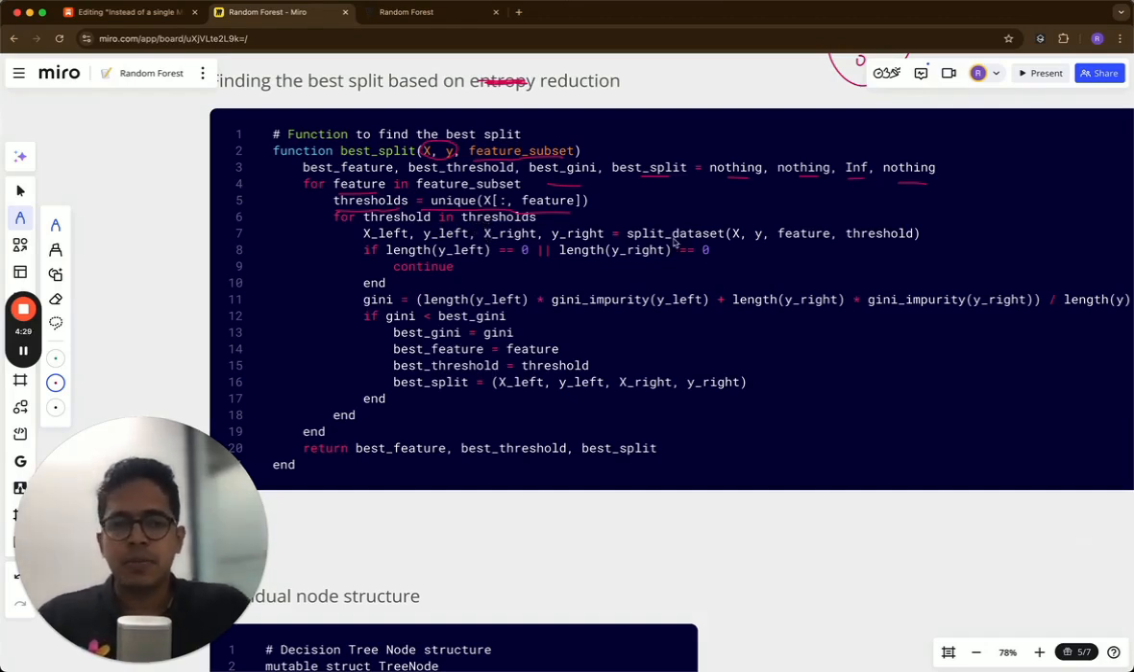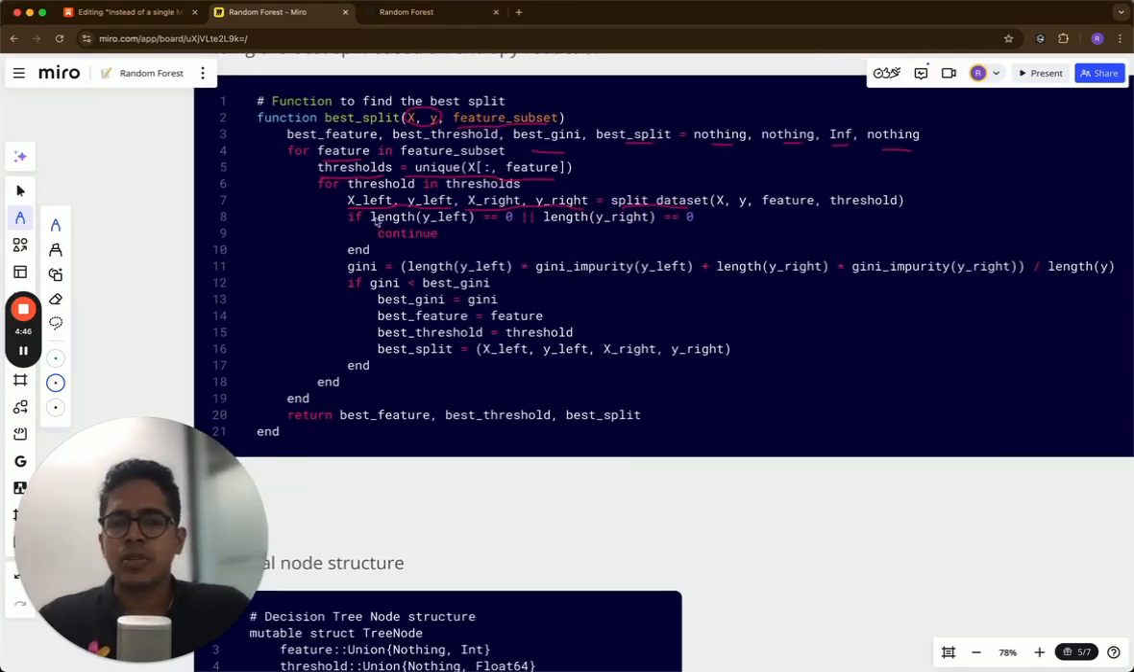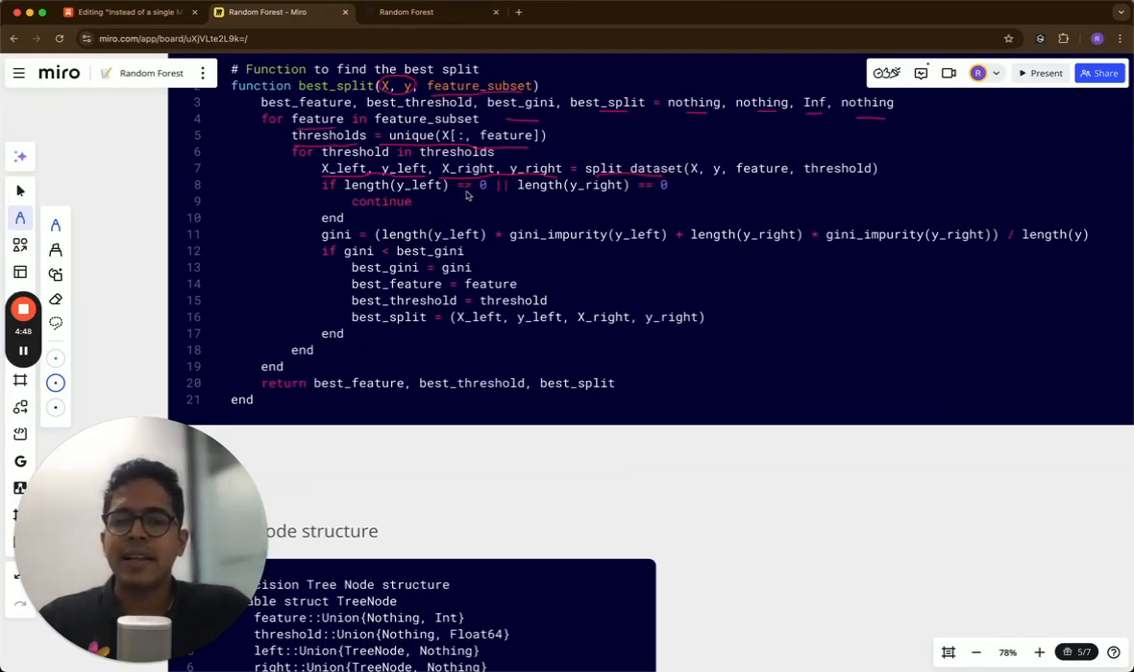So first we split the data set into left and right, X and Y. So X left, the data set on the left and corresponding labels on the left will be in this variable. Data set on the right and corresponding label in the right will be here. And then we check whether Gini impurity has decreased or not. So if length of Y left equal to 0 or length of the right is 0, which means further splitting is not possible, right? Then you skip this loop and you continue.